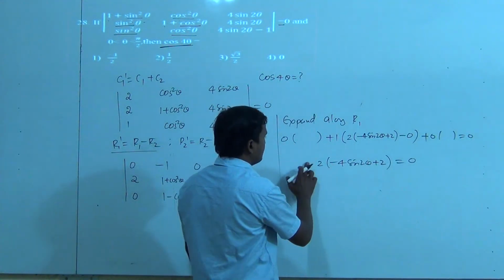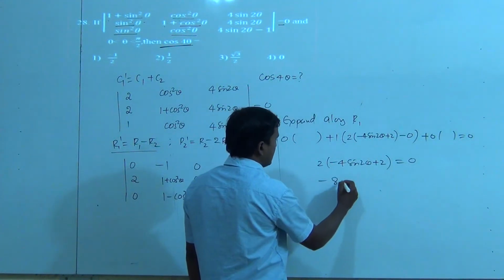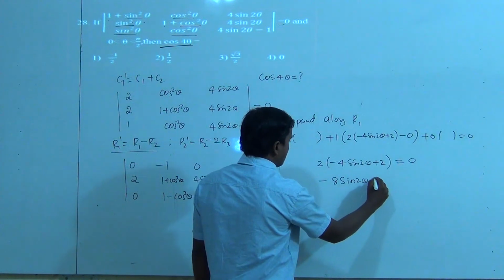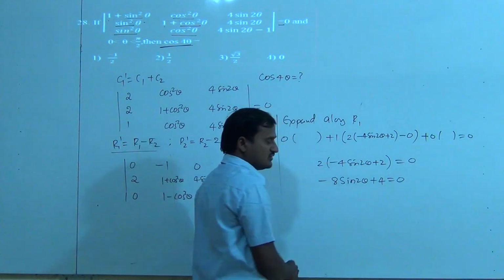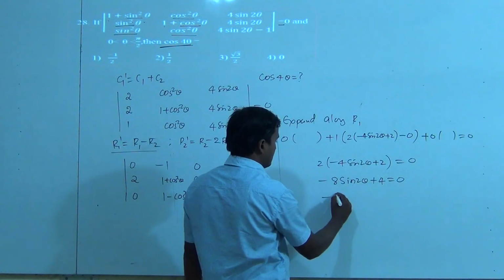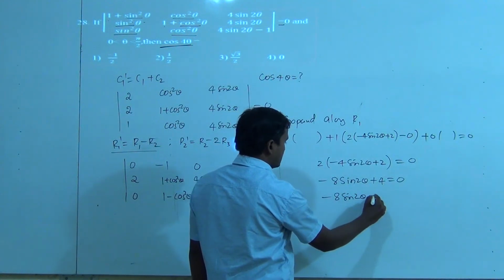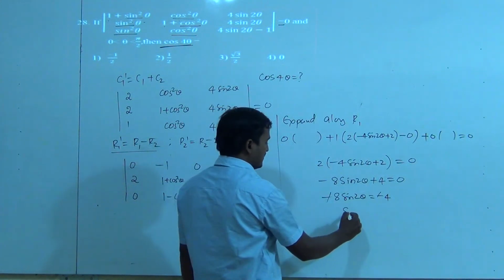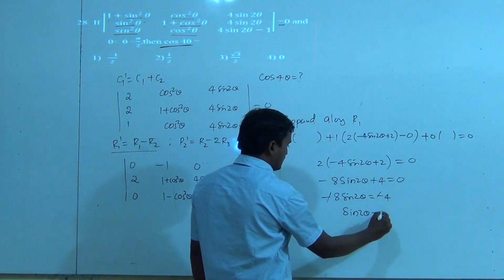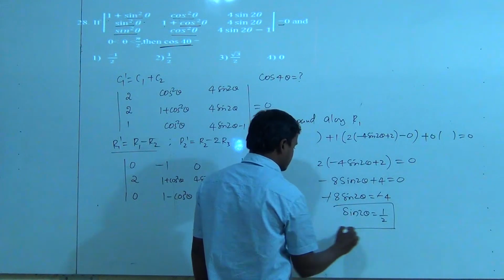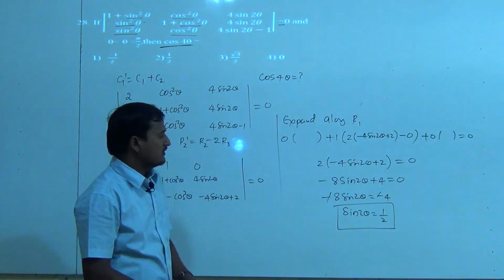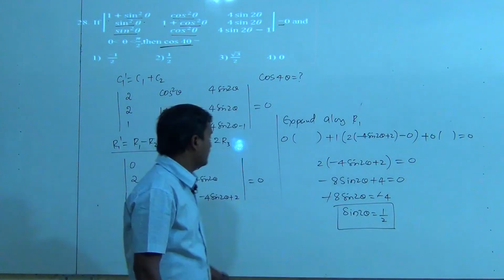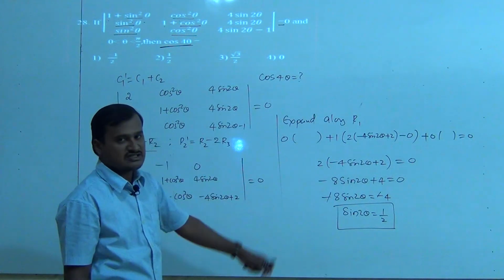So multiply this one, so clearly it is minus 8 sin 2 theta plus 4 equal to 0, or take this 4 to this side, minus 8 sin 2 theta is equal to minus of 4, minus and minus will get cancelled, so here it is sin 2 theta is equal to 1 by 2. Now we got the value of sin 2 theta by applying this operation and expanding.